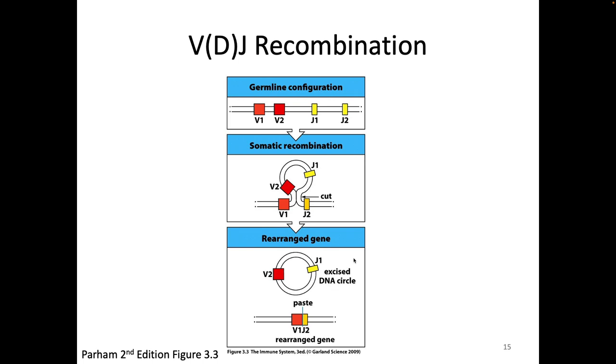So recombinase is often what we can think of as the thing that's doing the cutting. An enzyme that's going to allow for recombination. Usually we think about the enzyme doing the cutting being the recombinase. Okay? What else are you going to need?